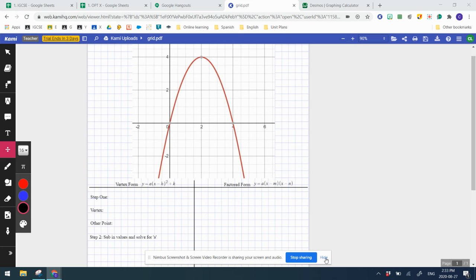For those of you doing your internal assessment on quadratic equations, I'm hoping this video helps you. There's going to be two videos, one talking about vertex form, one talking about factored form. We are going to first start here with vertex form.